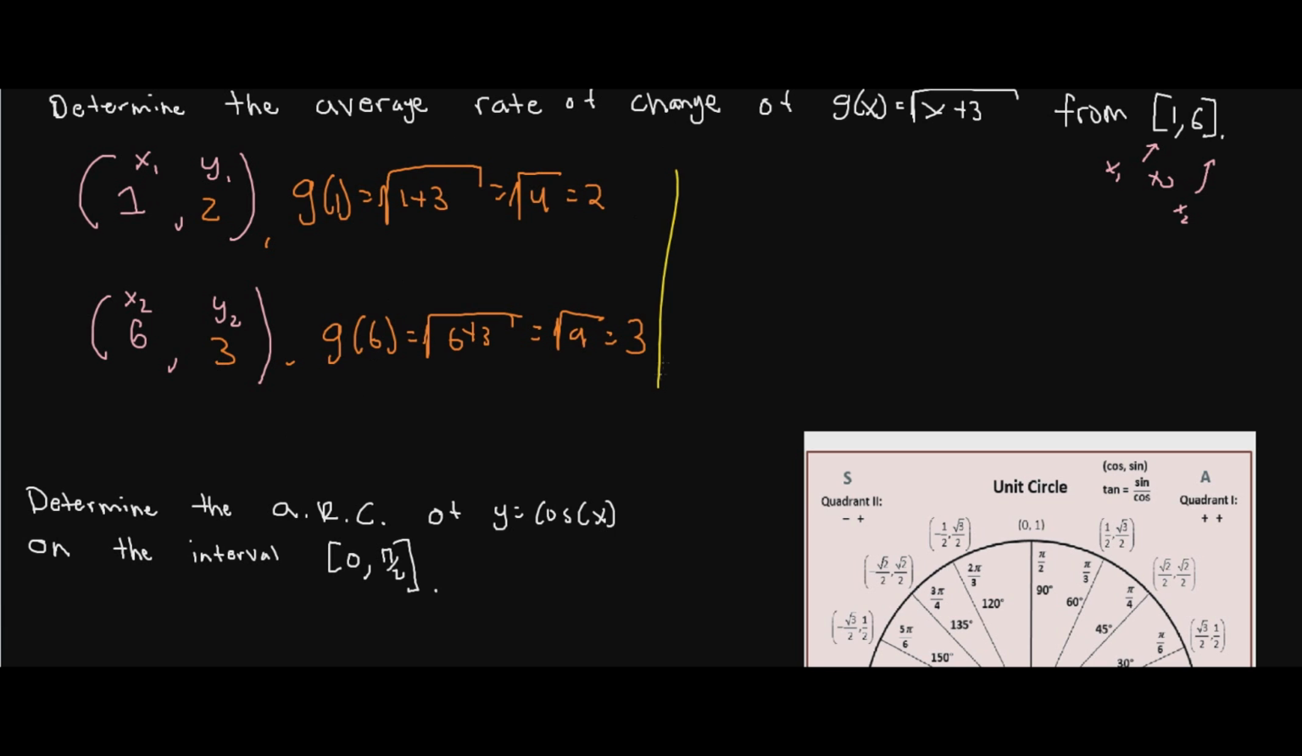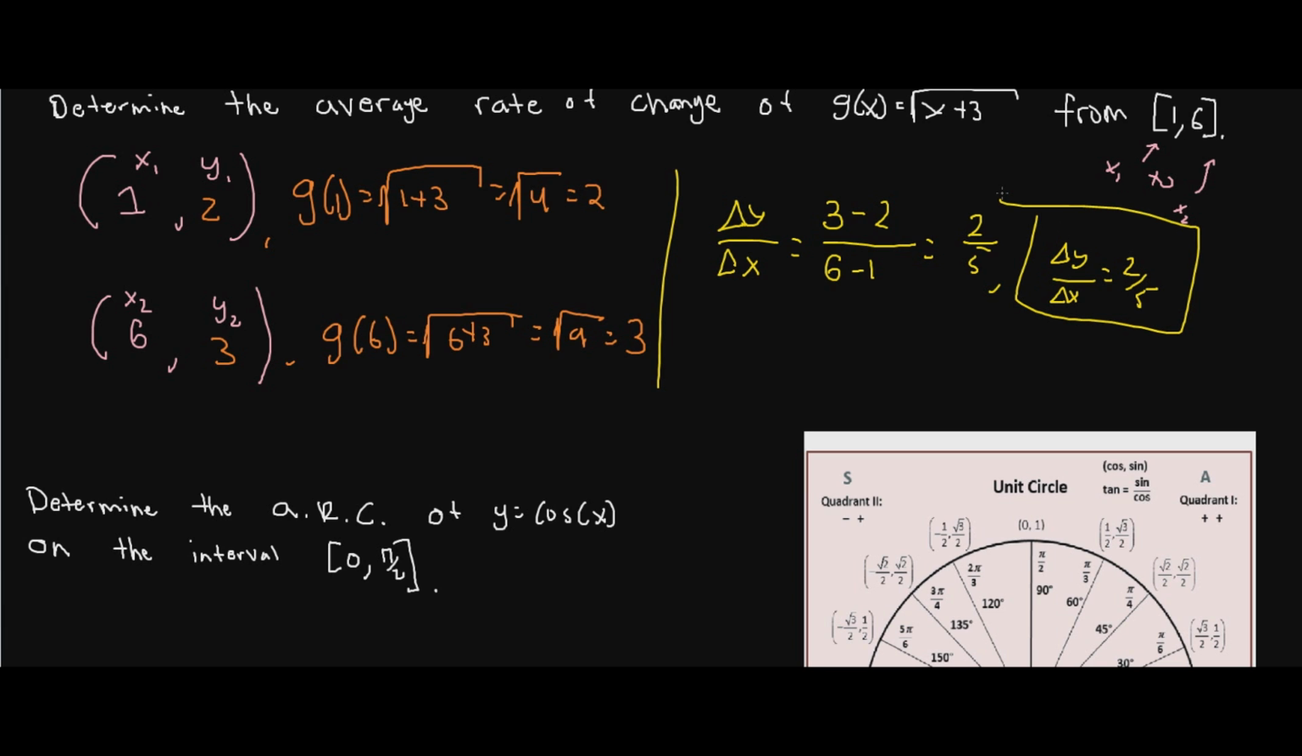So how do we compute this? Well, now that I have my corresponding x1, y1, x2, y2, let's just go ahead and use our slope formula, average rate of change. So y2, which is 3, minus y1, which is 2, over x2, which is 6, minus 1. We get 2 over 5. So I can conclude my average rate of change of this function is 2/5. And there it is.